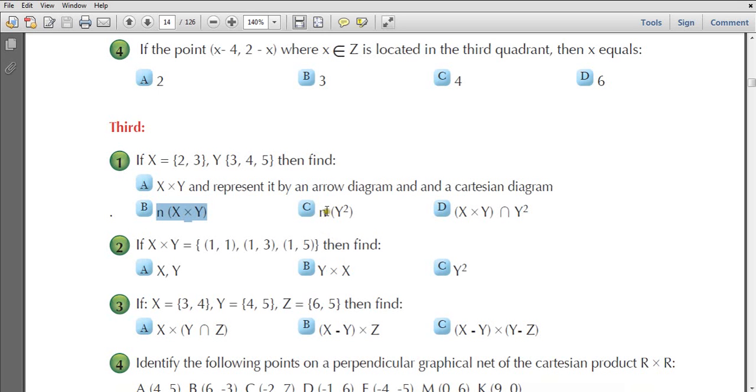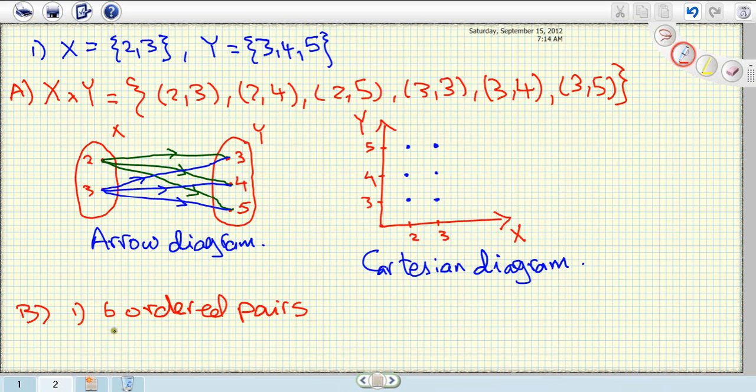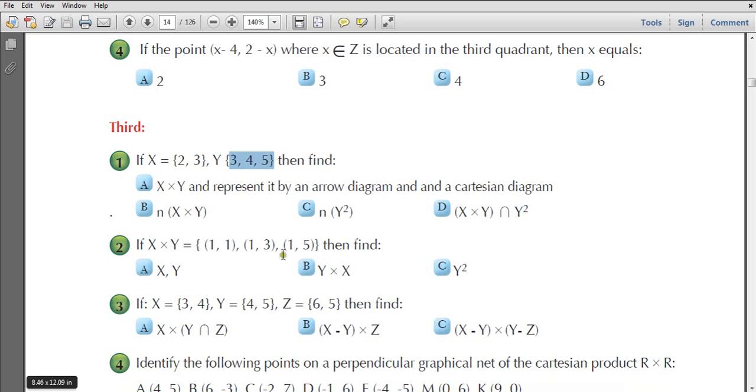And n(y²), which means the number of ordered pairs of y², and the number of elements of y is 3 elements. So the number of ordered pairs of y² will be, yes, 9. So number 2, I'm going to write here 9 ordered pairs. Please, if you don't remember the rules, open your classwork and check all the rules that we said about the Cartesian product and the number of ordered pairs and so on.